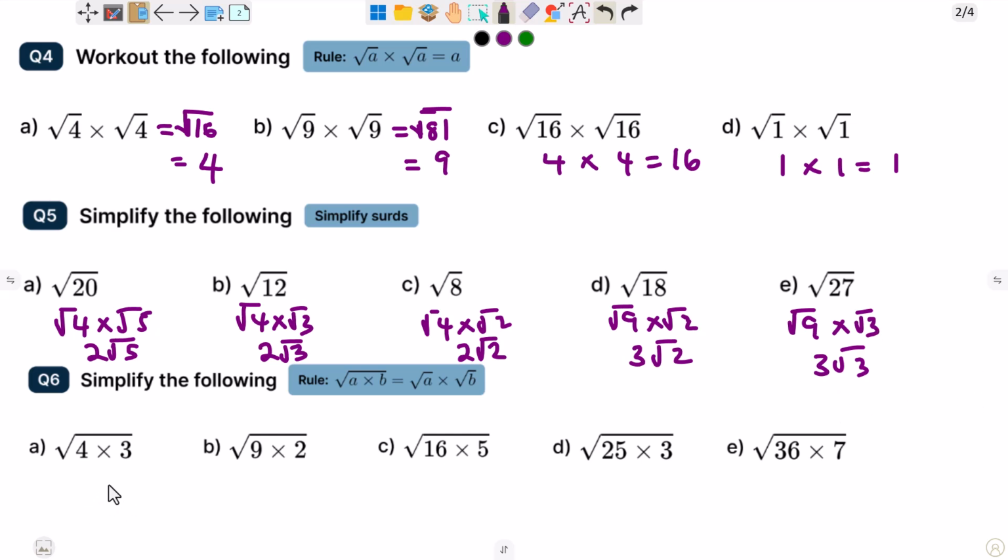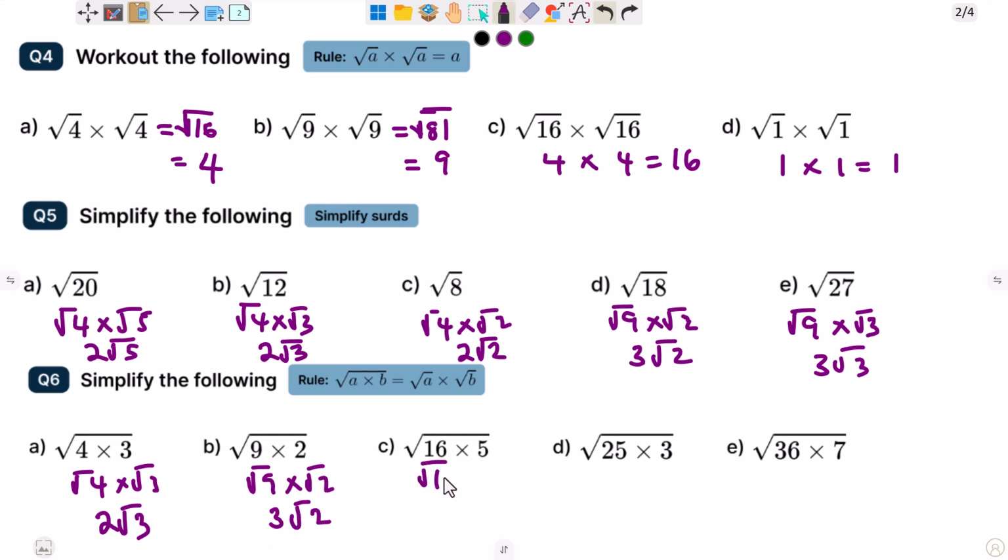And for question 6, simplify it. Okay. Well, you could separate it like this. And the square root of 4 is 2. So the answer is 2 root 3. And also here, square root of 9 times the square root of 2. That's going to give you 3 root 2 because square root of 9 is 3.